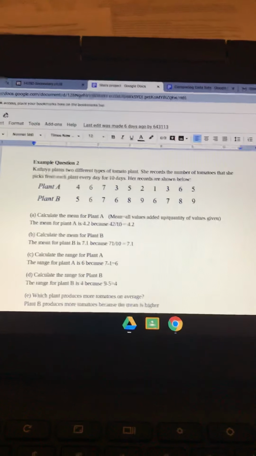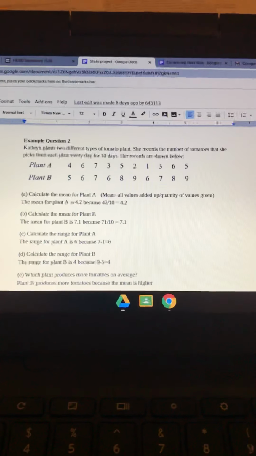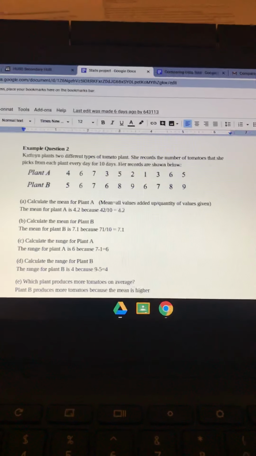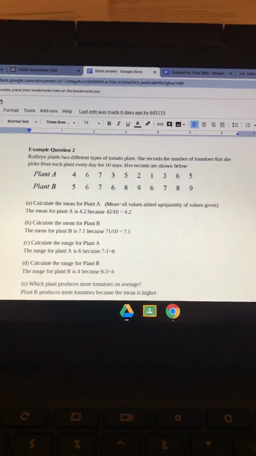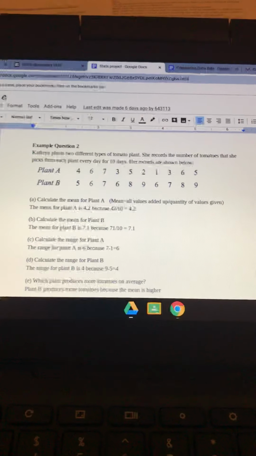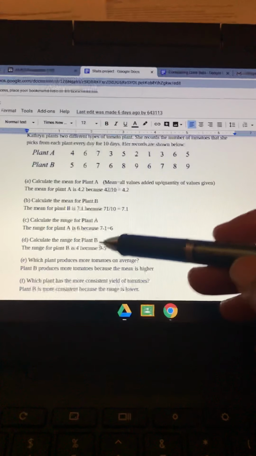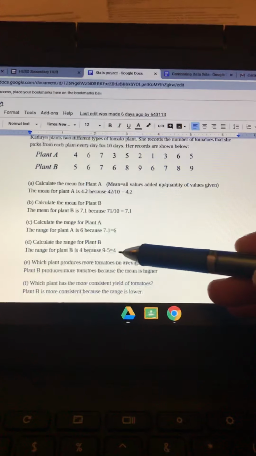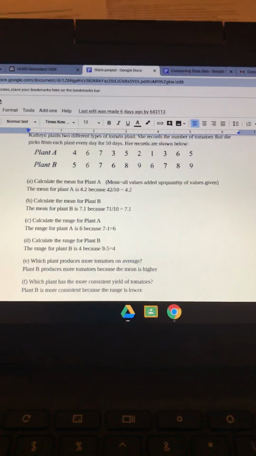Calculate the range for plant A. As stated before in example 1, you find the range by doing maximum minus minimum. So the maximum is 7 minus 1, which equals 6. So that is the range for plant A. For plant B, maximum is 9, minimum is 5. So 9 minus 5 is 4, and that is the range for plant B.